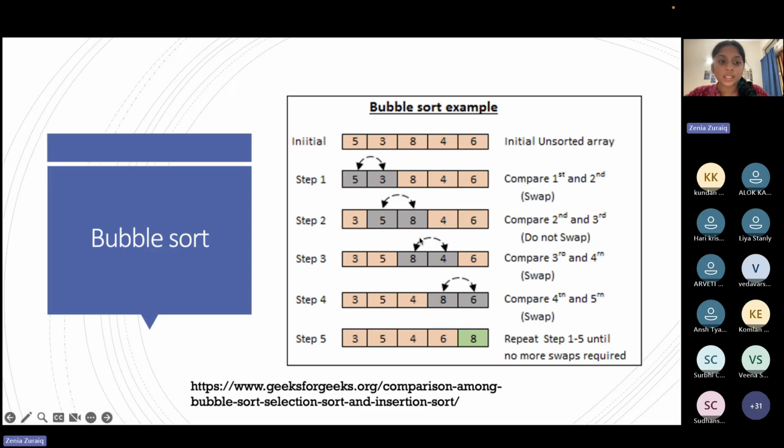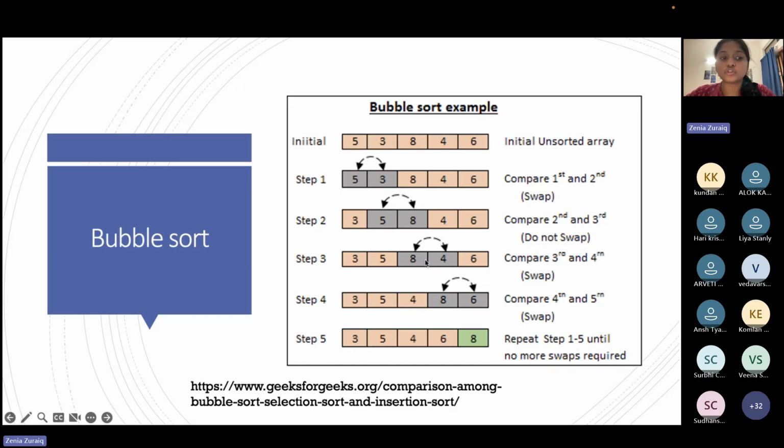So here you can see bubble sort. In bubble sort, what happens is you start off with an initial unsorted array, and then you keep comparing adjacent pairs of elements, right? So first of all, you will compare the first and second element, 5 and 3. You find that they are not in order, so you swap them. Then you compare 5 and 8. You find that they are in order, so you don't swap them.